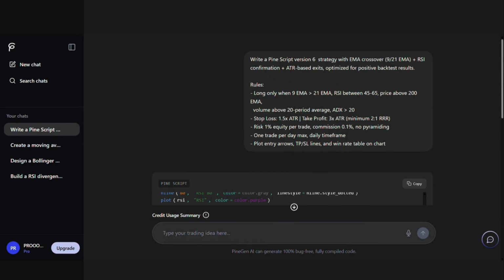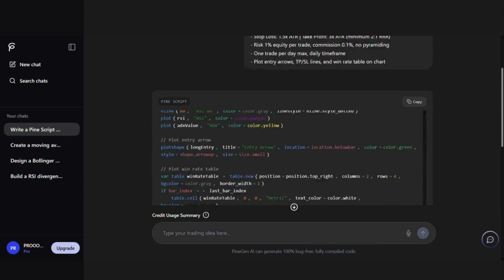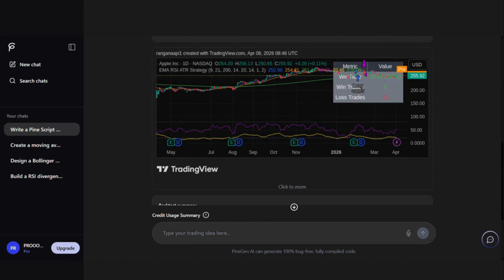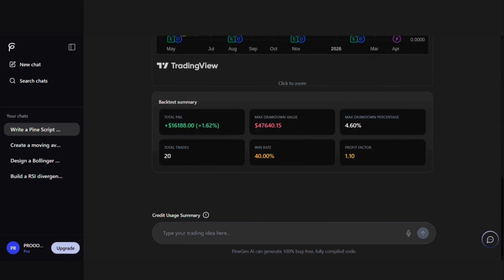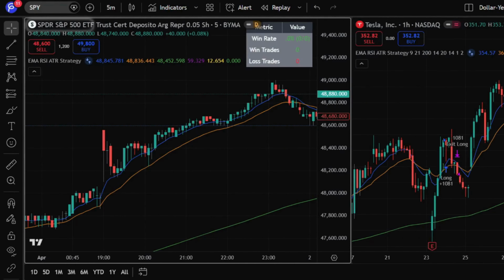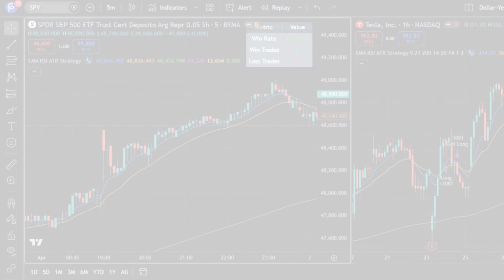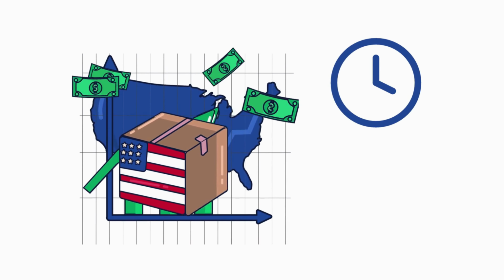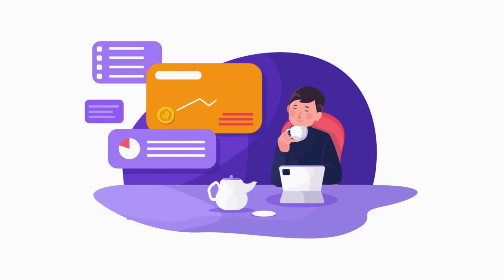We built a Pinescript version 6 strategy with EMA crossover, RSI confirmation, and ATR-based exits, optimized for positive backtest results, tested on Apple, Tesla, and SPY across 6 months of data. This isn't about magic indicators, it's about context. The same strategy can behave very differently depending on when it trades. Once you respect US market hours, your backtest starts reflecting reality instead of noise.